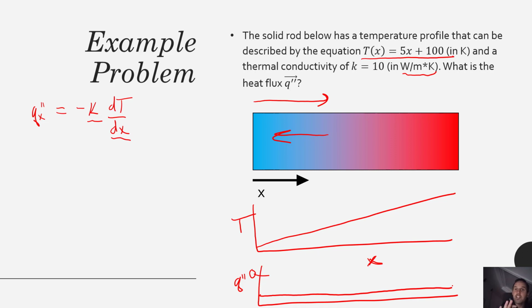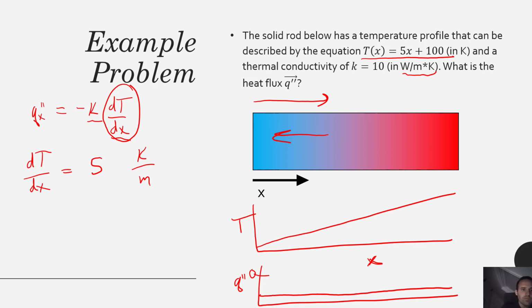All right, let's put some actual numbers to this now. So our first step would be to take the derivative of our temperature profile. The derivative of 5x plus 100 is just 5. That's going to have units of a change in temperature in Kelvin and a change in distance in meters.